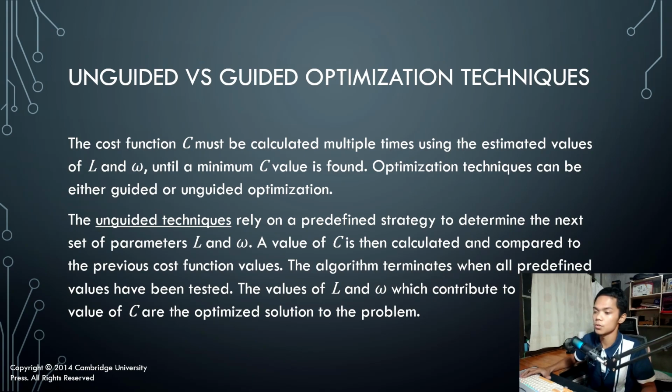Let's go ahead and discuss the difference between unguided and guided optimization techniques. The cost function C must be calculated multiple times using the estimated values of L and omega until a minimum cost function value is found. Optimization techniques can be either guided or unguided. The unguided techniques rely on a predefined strategy to determine the next set of parameters L and omega. A value of C is then calculated and compared to the previous cost function values.